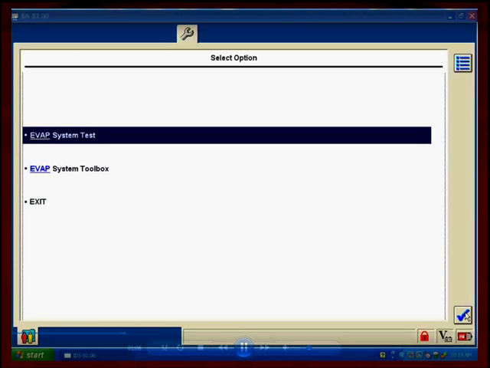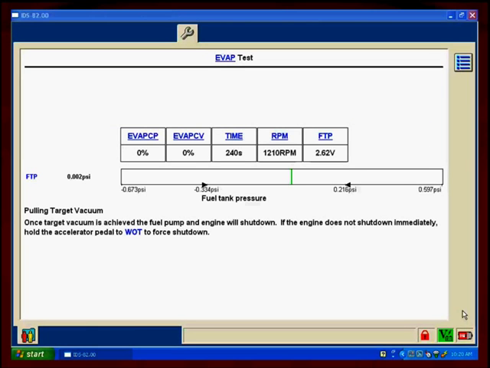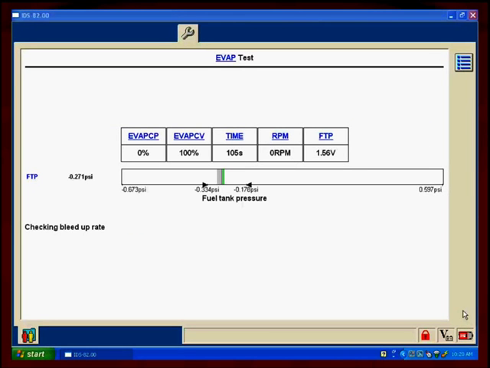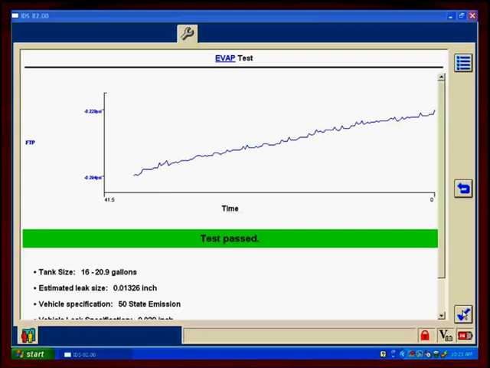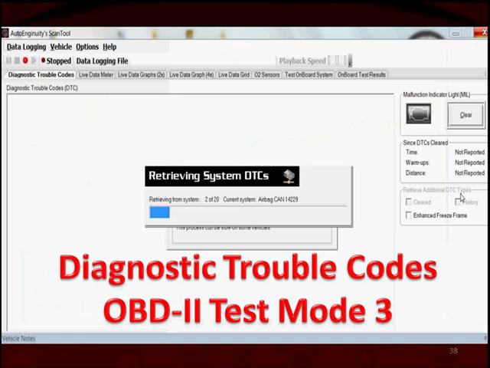Here we're doing an Evap test. That means we're not out on the road. We're sitting in the service bay and we push a button on a scan tool and we start an Evap test, and it goes through and gives us the values as it's performing the test, and then it gives us test results. If we pass, that's great. If not, it tells us why we failed, what part of the test we failed.